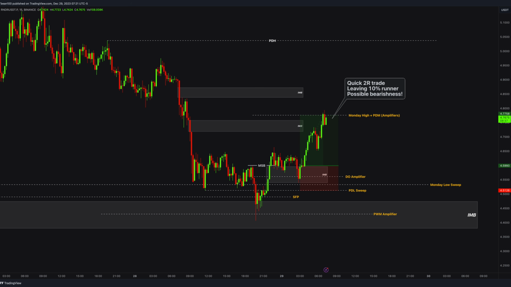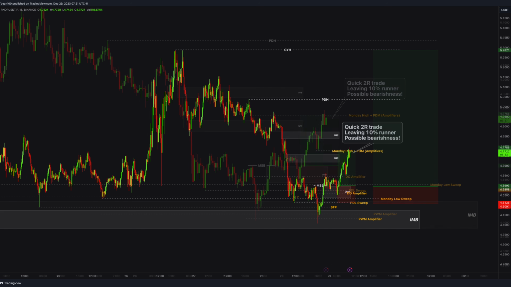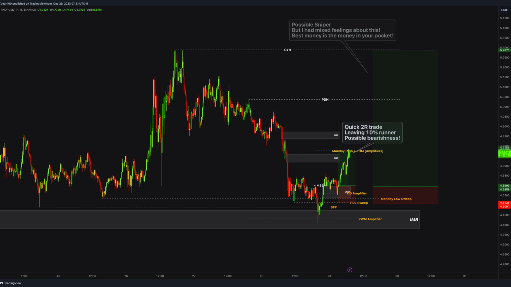Unlike the OP trade, this was a quick trade setup with 2R. Because of the parabolic liquidity below on the 4-hour time frame, it concerned me a lot. This could have been another huge sniper, but I enjoy the money in my pocket rather than other pockets.